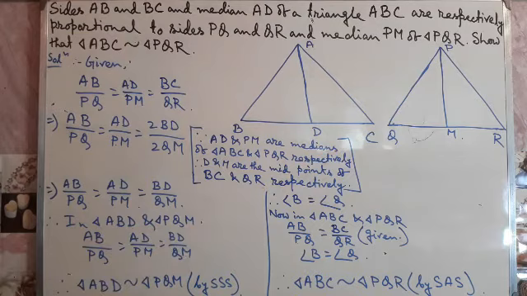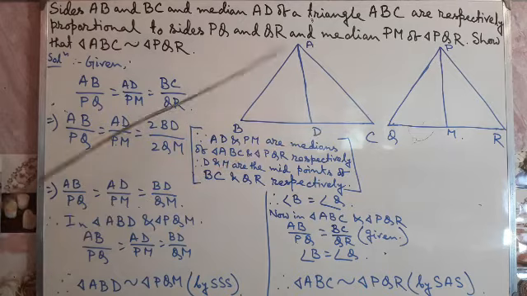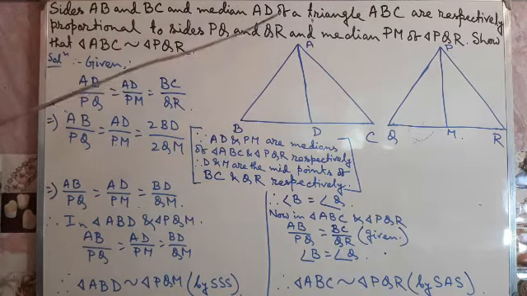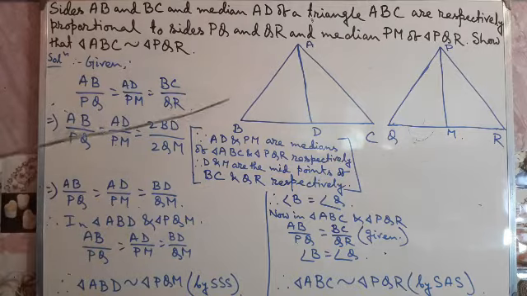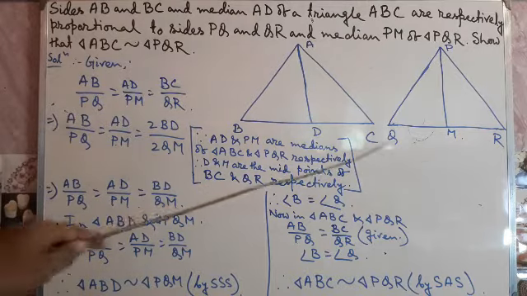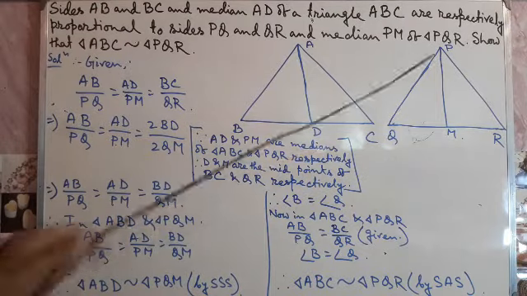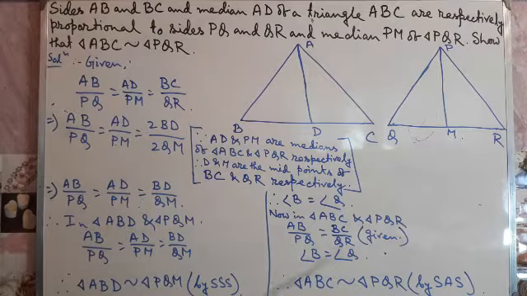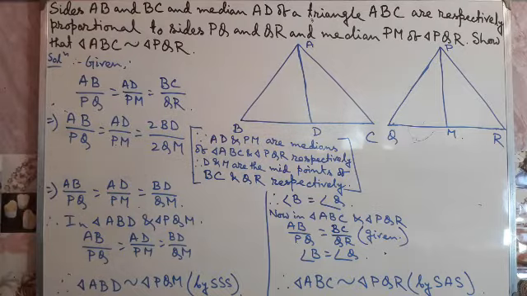As these two triangles are similar, the corresponding angles are also equal. So we can write angle B is equal to angle Q. Now in the two big triangles, triangle ABC and triangle PQR, it is given that AB by PQ is equal to BC by QR, and just now we proved angle B is equal to angle Q. So by side angle side criteria we can say that triangle ABC is similar to triangle PQR.